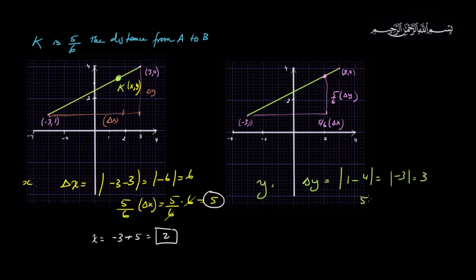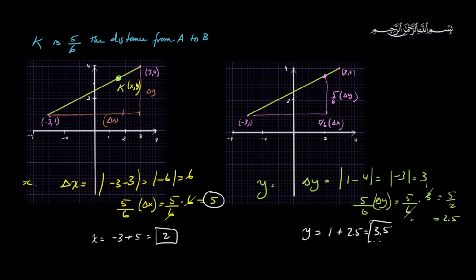Now I take 5/6 of this change in y, so that's going to be 5/6 of 3, and that 3 goes in there 2 times. That's going to be 5/2, which is 2.5. So the y value is going to be this y value, that's 1, plus 2.5, or 3.5. Ta-da! So K is in fact 2 and 3.5.